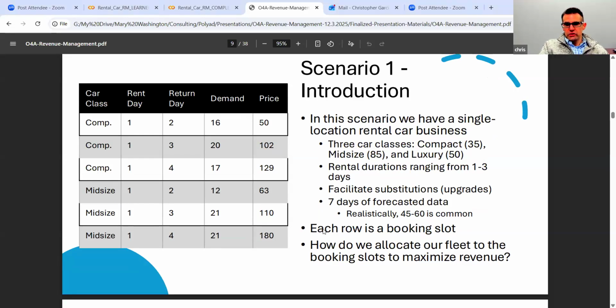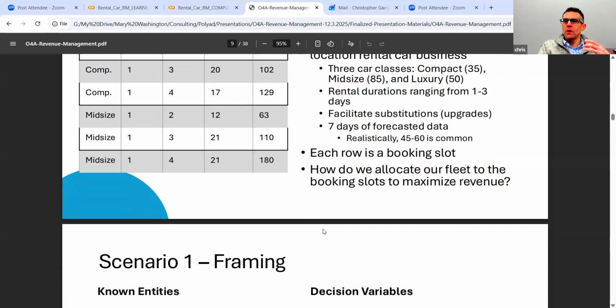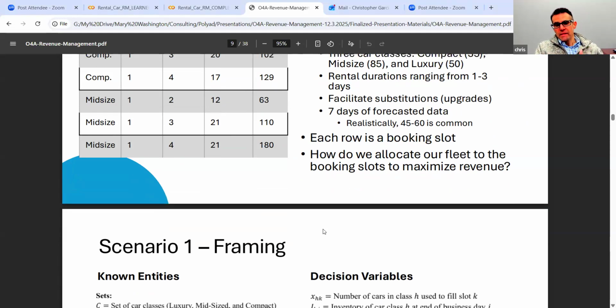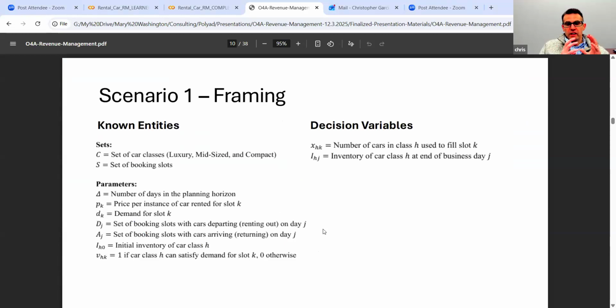So I want to move on to how we frame the problem. And again, I'm going to frame this in terms of what we know and the decisions that we have to make. And then, we're going to look at how we actually model this mathematically. So again, with node entities, these are going to be the things that we have given to us, the things that we're going to know before we go and make any decisions about how to allocate our capacity. And so it typically breaks up into sets and then parameters here.